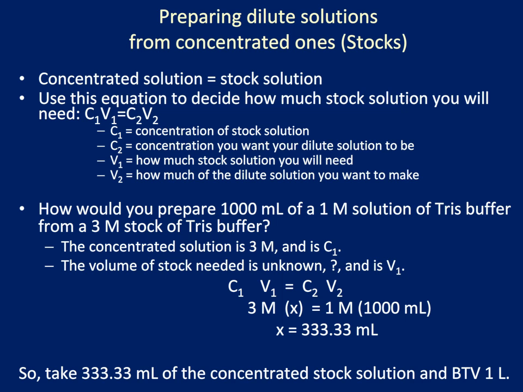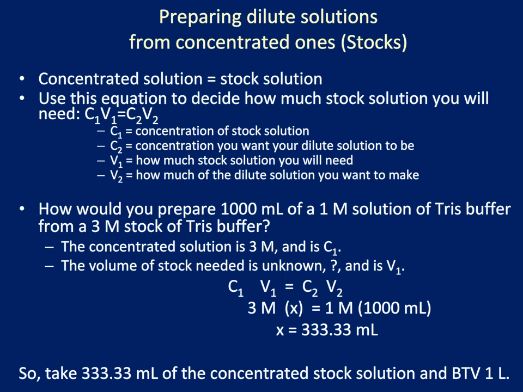Make sure you watch your units, since molar is in moles per liter. So if we do the calculation, we calculate that we need 333.33 mL of the stock solution of the 3 molar Tris. Now it's always good to think in common sense. We wanted a 1 molar and our stock was 3 molar. So 1 is a third of 3. So our volume makes sense because 330 mL is a third of a liter.